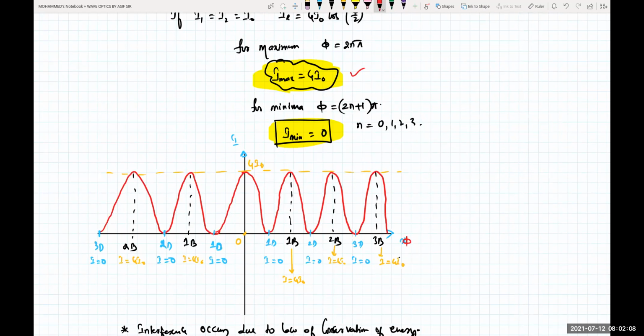Then immediately followed by the first dark, that means intensity is becoming 0. Again, immediately followed by the first bright, that is nothing but 4 times I0. So it is becoming from dark to bright, bright to dark, dark to bright. So intensity is always found to be the same.